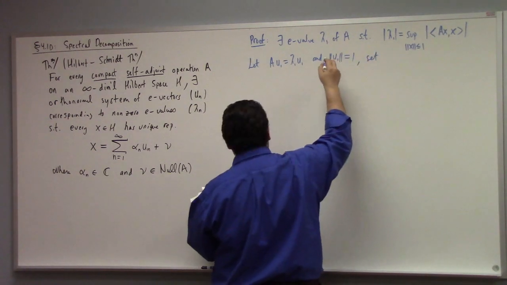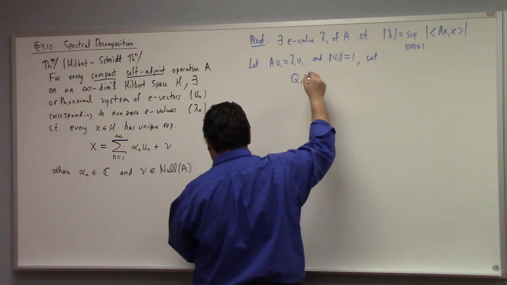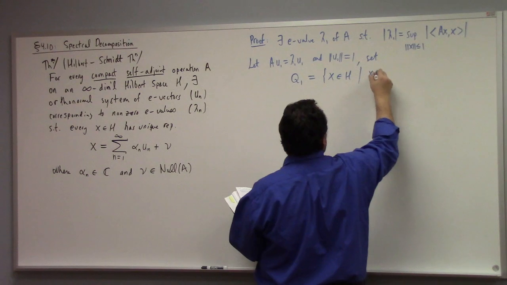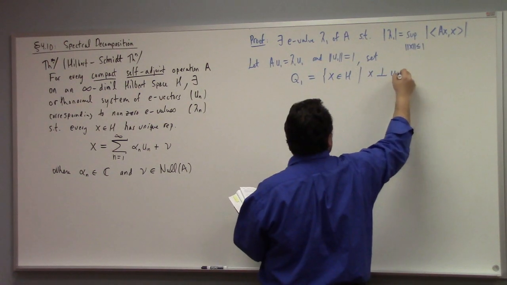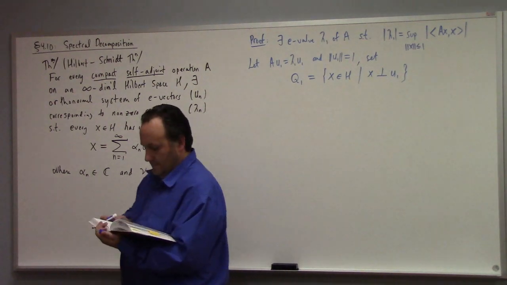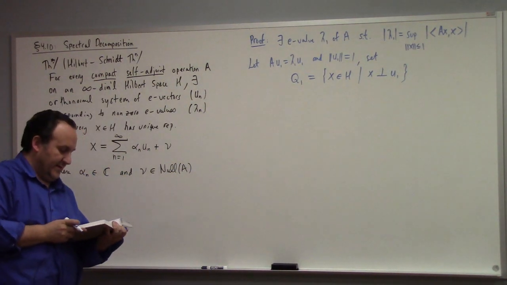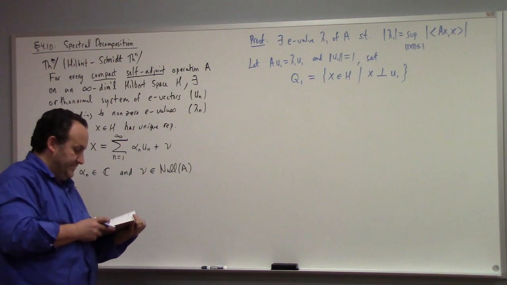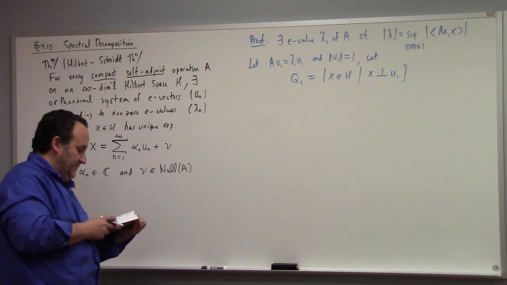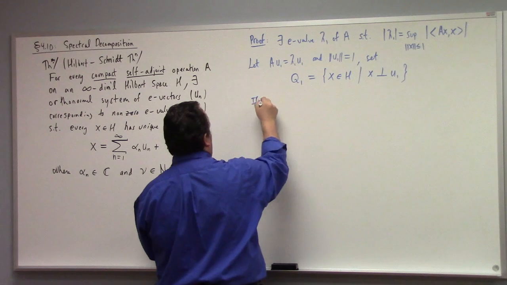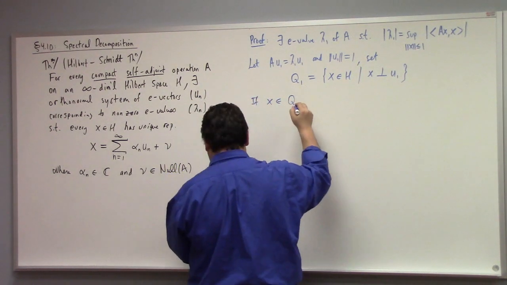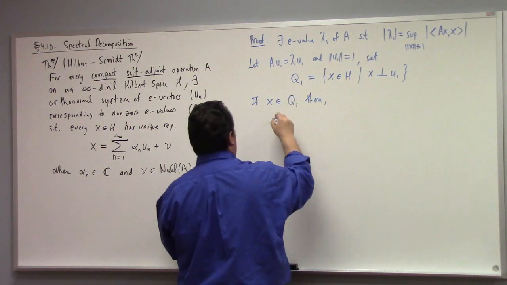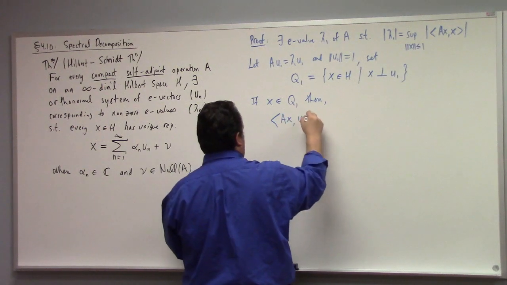Set Q_1 equal to x in the Hilbert space such that x is perpendicular to u_1. All right. In other words, Q_1 is the orthogonal complement of the set u_1, thus Q_1 is a closed linear subspace of H. All right. And then if x is an element of Q_1, what can we say? Then if we look at the inner product of Ax with u_1, what do we get?